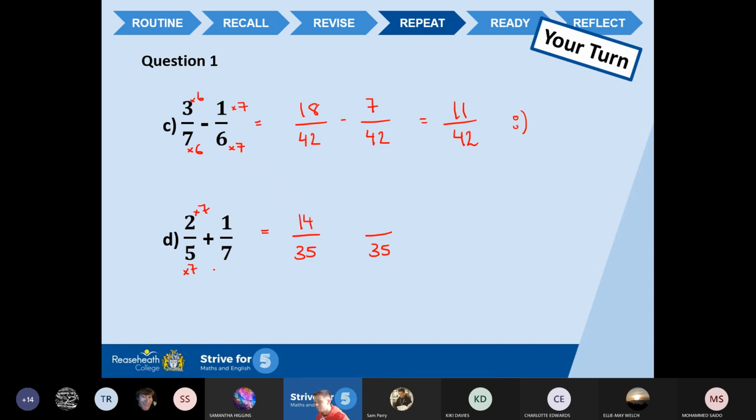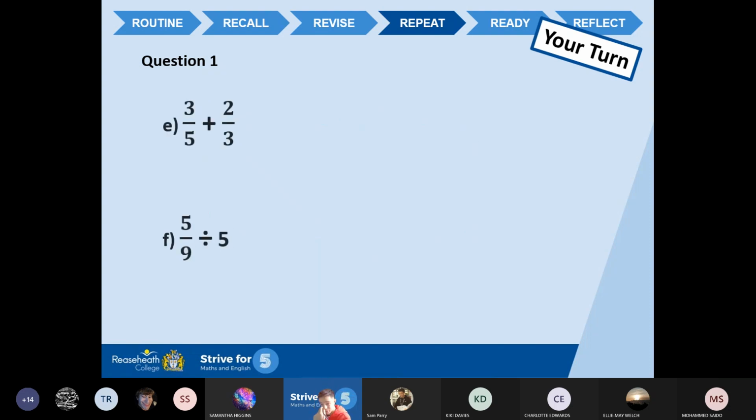Okay, now I've got 7 up to 35. I times it by 5, so I do the same to the top. 1 times 5 is 5. And remember, really crucial here, we're adding them, so we need to add these fractions. So keep the bottom number the same, so that stays as 35. 14 add 5 is 19. Okay, last two. And then we're going to move on to something called standard form, which I quite like.